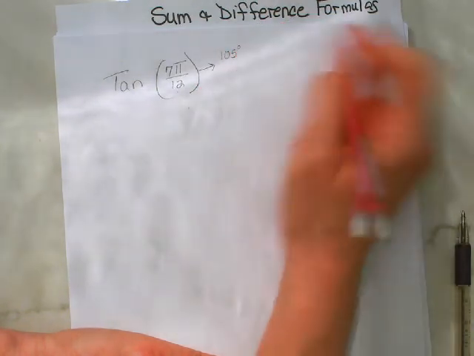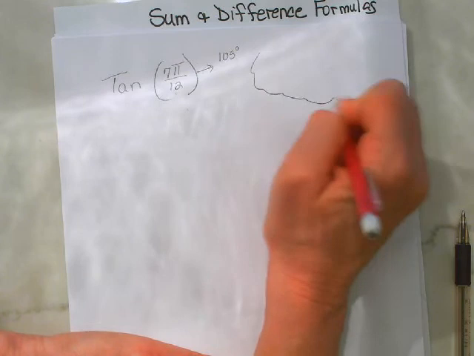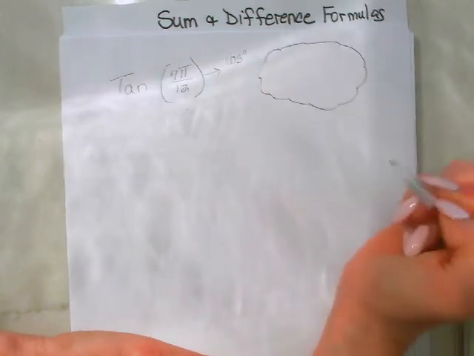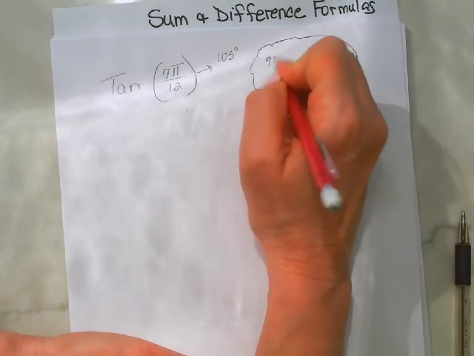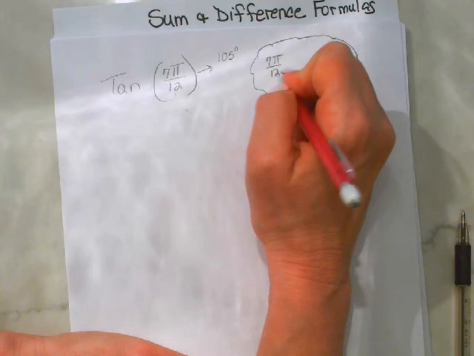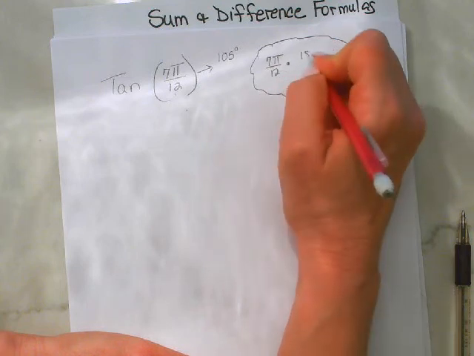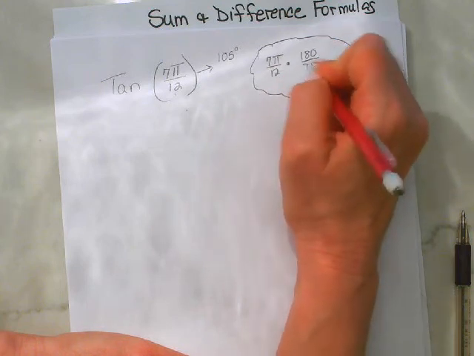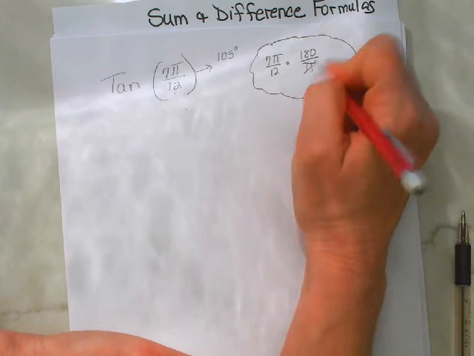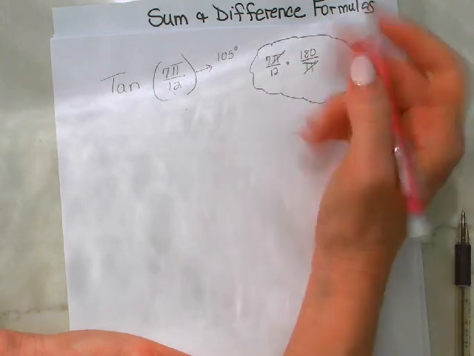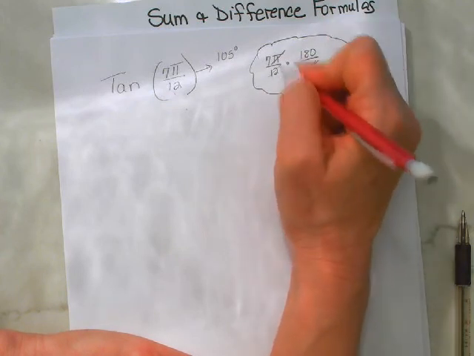When you change this into degrees, it actually is a 105-degree angle. Just for those of you who need a refresher on how to change it into degrees: 7 pi over 12 times 180 over pi. Okay, the pi's will cancel out.